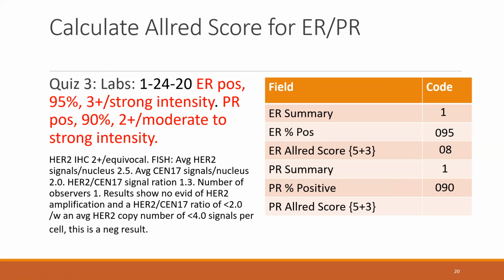And in the forum, it tells us to code the strong when you have a range of intensity. So if it was moderate to strong, you're going to code the highest. You could also have a variable intensity, and it might say weak, moderate, and strong intensity. For that one, you're going to code it to a strong. So our Allred score on this one would be an 8.